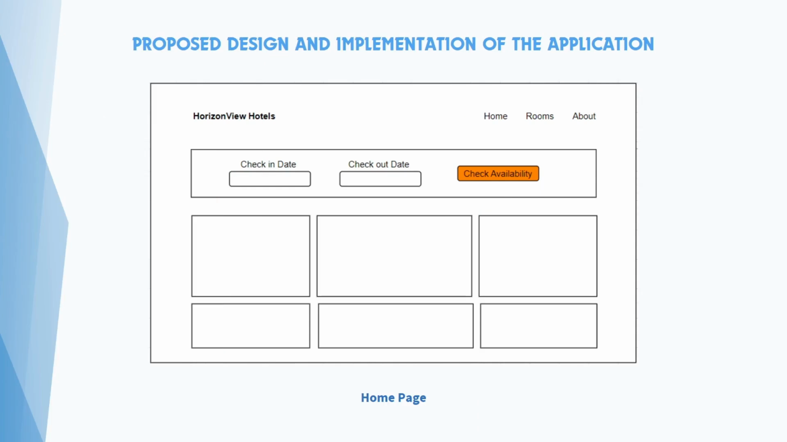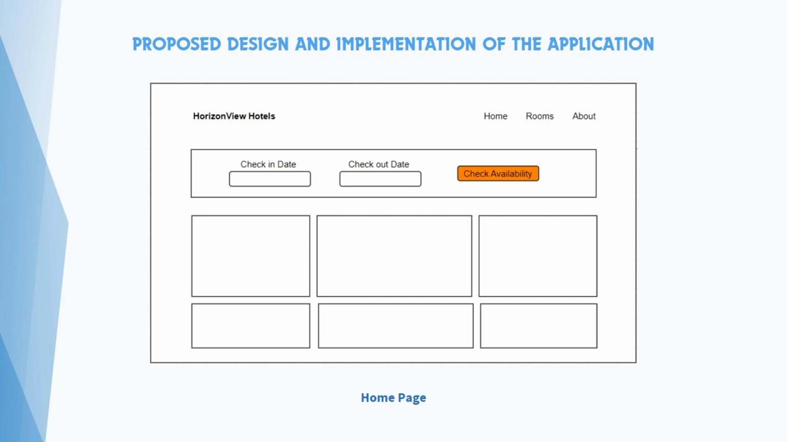Now let's look at the home page. So this is the main interface for customers using our hotel booking system. On this page, users can enter their check-in and check-out dates to check room availability. So the check availability button allows users to quickly see which rooms are available for their selected dates.